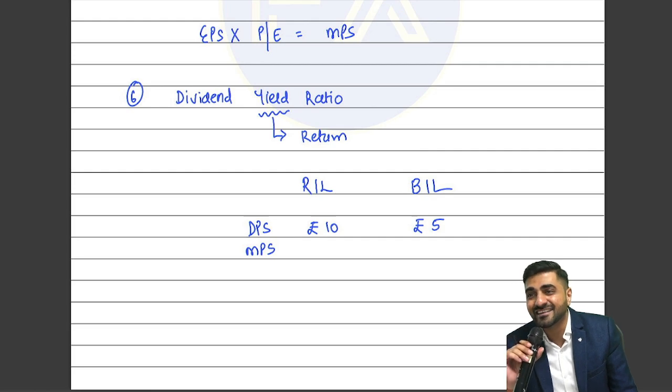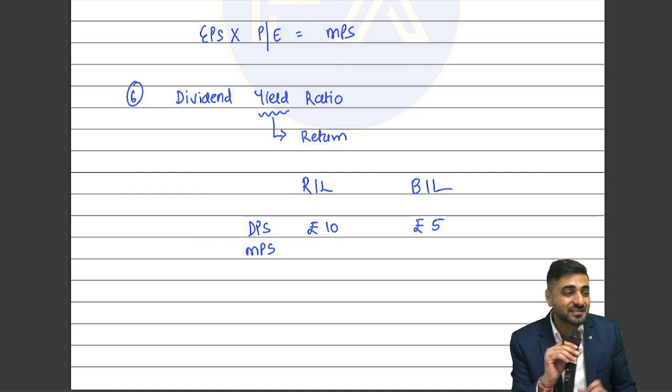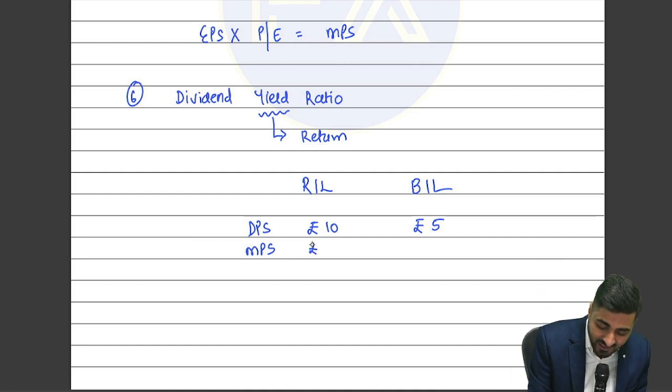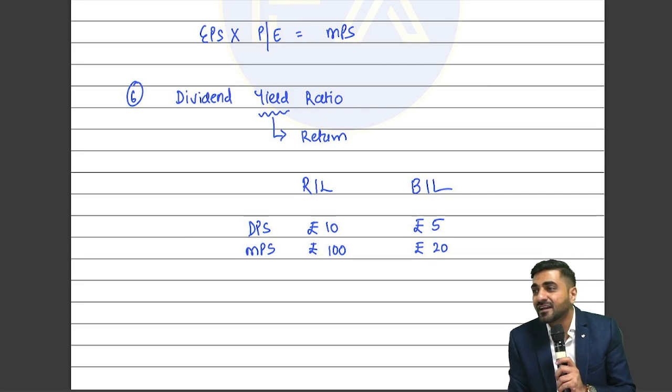You have to understand that. Suppose the market price of Reliance Industries Limited is, let's say, 100 rupees and my company's market price is, let's say, 20 rupees. Now tell me one thing.